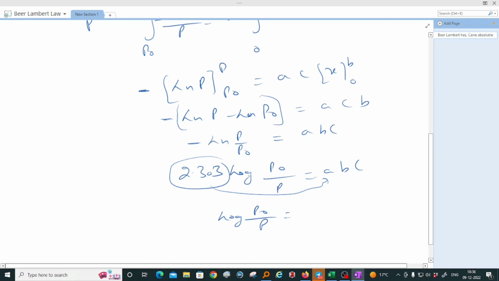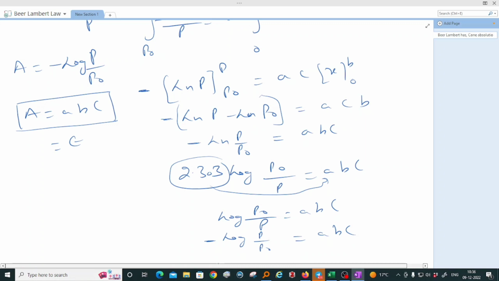And then if you want to write it as log of p by p naught, then you can put a minus here, is equal to abc, and this minus log p by p naught is nothing but the absorbance, that we know. So I will prove it now also, that is minus log of p by p naught is nothing but the absorbance. So here will be A equal to abc. So this way we have derived the Beer Lambert law. So here if the concentration is in molarity, we can write it as epsilon bc. Okay, so this is the way we have proved the Beer Lambert law.